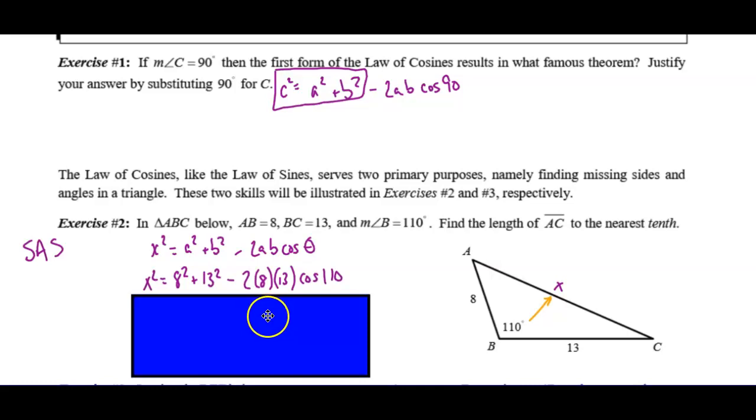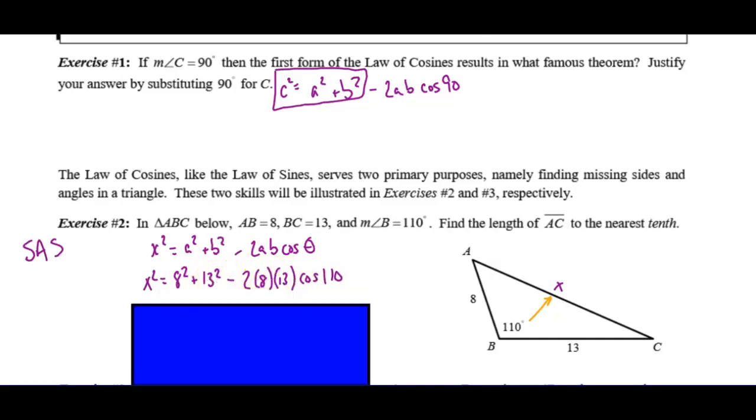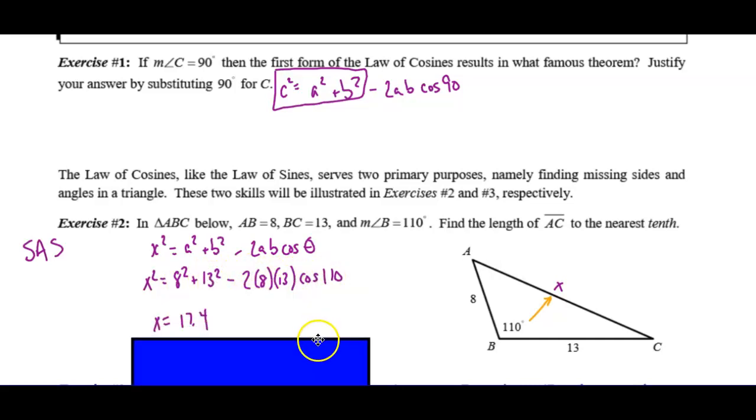I type the square root button, since it's x squared, and enter all of this exactly as it appears. There's no need to figure out what 8 squared is and what 13 squared is and what all this is. Just enter it all in. Should get 17.4. And if you didn't, just make a note of it. We'll talk about it. But this is how it should result after using the calculator for that square root.